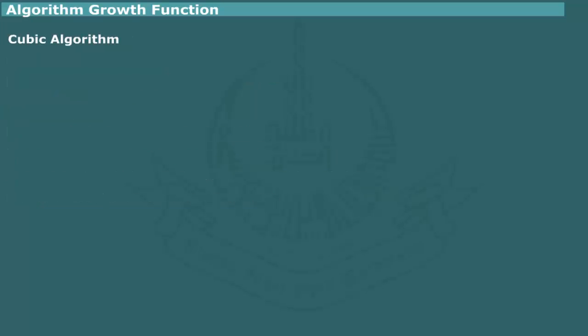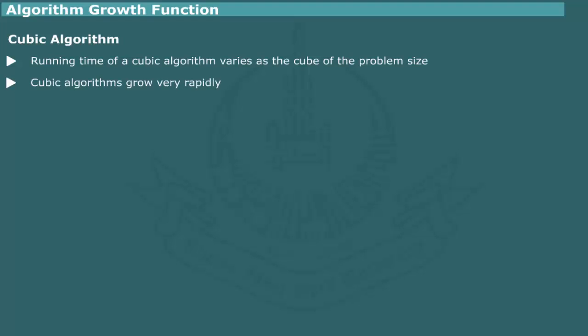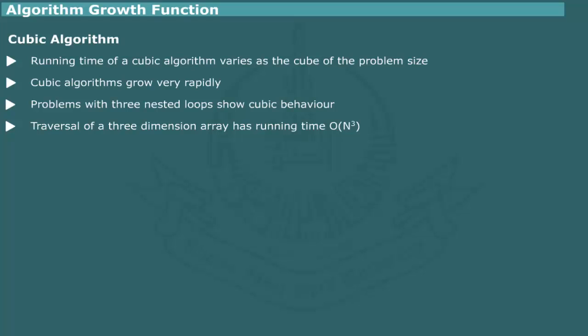Cubic algorithm. The runtime of a cubic algorithm varies as the cube of the problem size. Such algorithms grow very rapidly. A problem involving three nested loops has cubic growth rate. Operations on three-dimensional arrays, for example, exhibit cubic behavior.